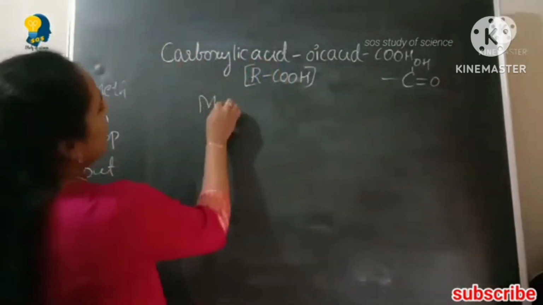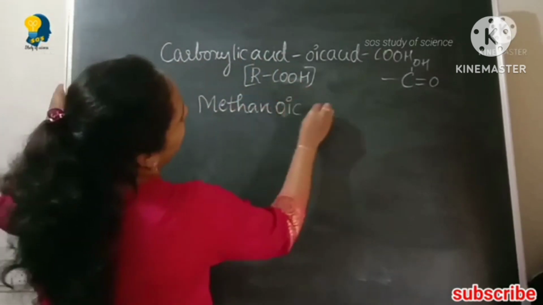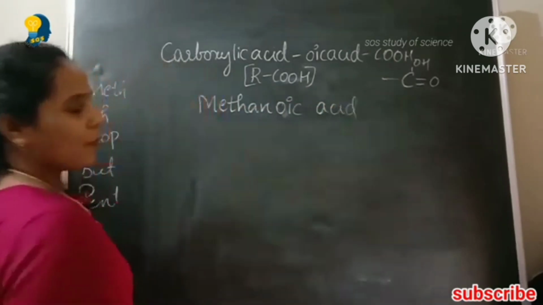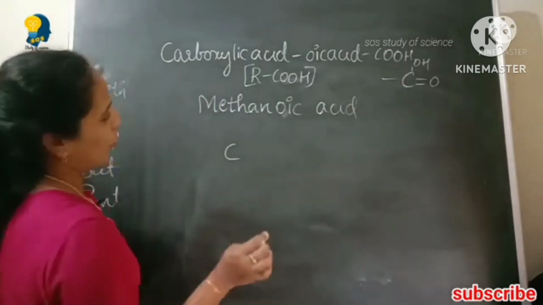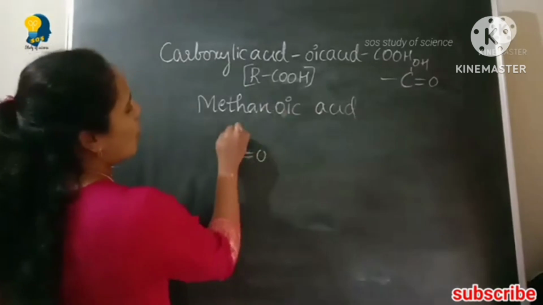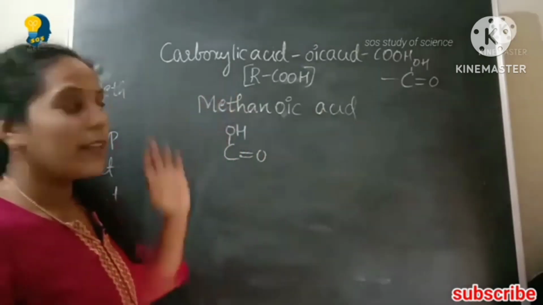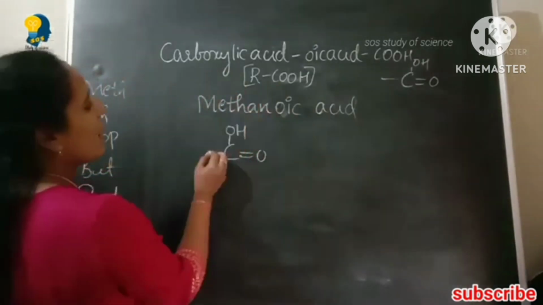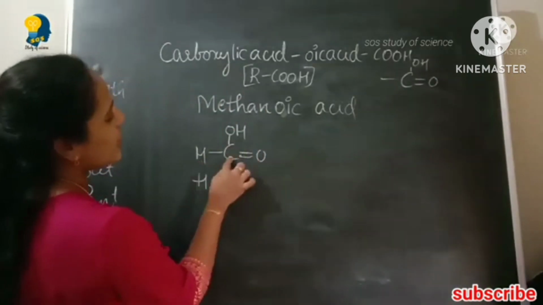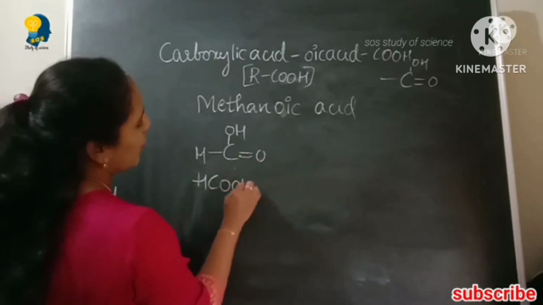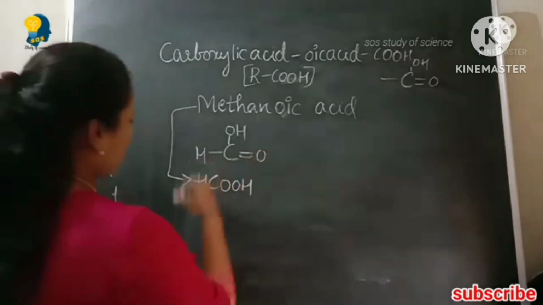So, the first member is methane. Remove E, add OIC: methanoic acid. Meth means one carbon only, and this carbon is our functional group, COOH. COOH is denoting the carboxylic acid group. So our R is here hydrogen instead of alkyl. So the formula for methanoic acid is HCOOH. HCOOH is the formula for methanoic acid. Done. So let me move to the next one.